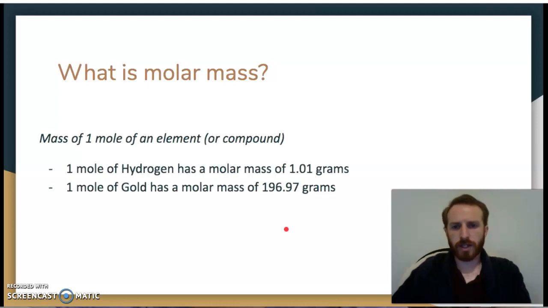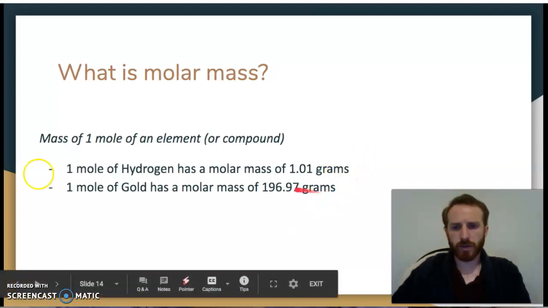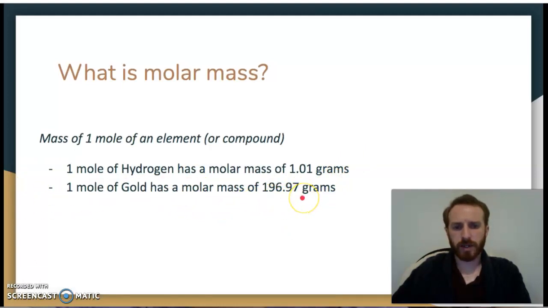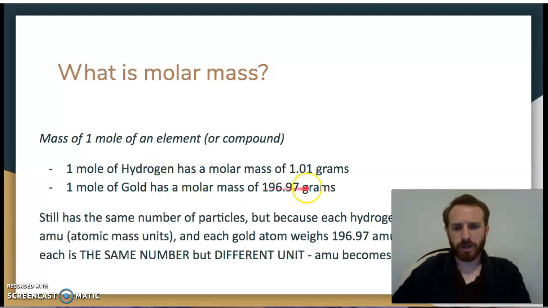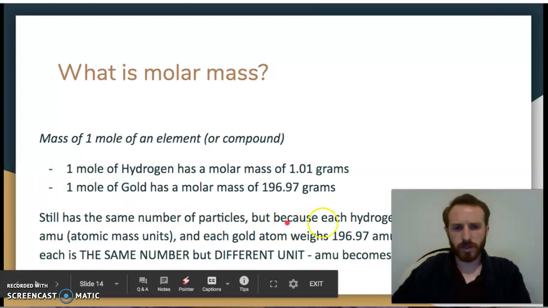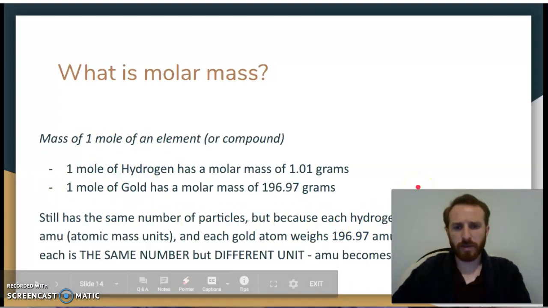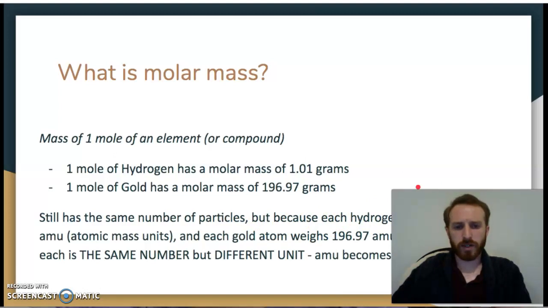So 1 mole of hydrogen has a molar mass of 1.01 grams, whereas 1 mole of gold has a molar mass of 196.97 grams. Very different amounts of mass, but we're looking at the same number of particles of hydrogen and gold. Because hydrogen atoms weigh 1.01 AMU and each gold atom weighs 196.97 AMU, the molar mass of each is exactly the same number, but we give it the unit grams instead of AMU because grams is a measurable amount.